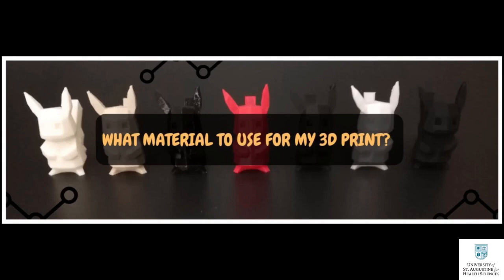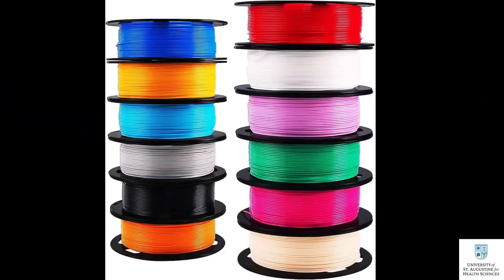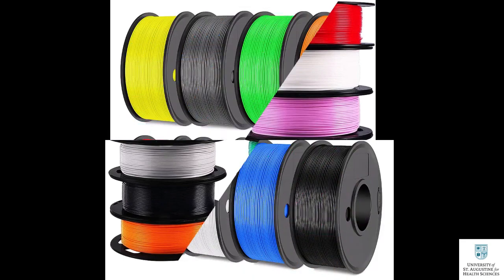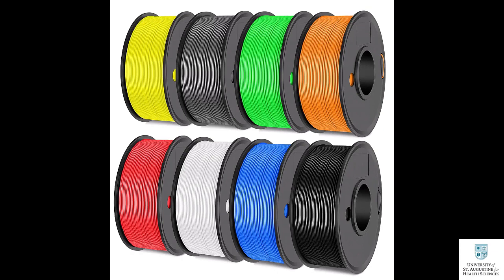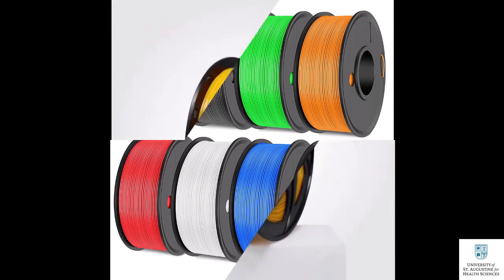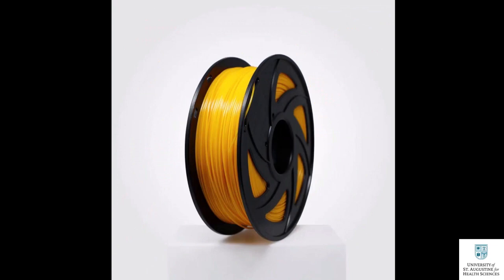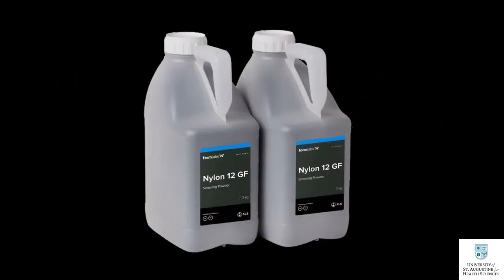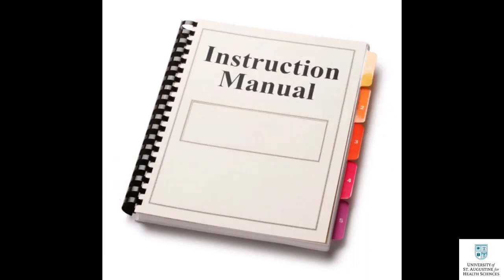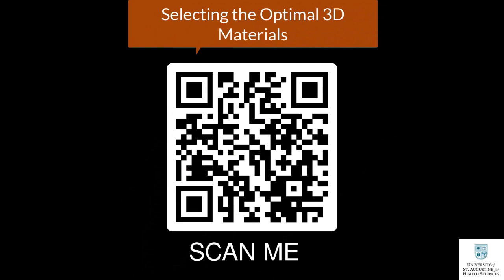Examples of the most common printing materials are polylactic acid, known as PLA filament, acrylonitrile butadiene styrene, known as ABS filament, polyethylene terephthalate glycol, known as PETG filament, resin, and polyamide 12 powder. After purchasing the printing material, you need to follow your 3D printer manufacturer's instructions on how to locate and insert the printing material into the 3D printer. Check out the video where I discuss types of printing materials, 3D printers, and their compatibility.